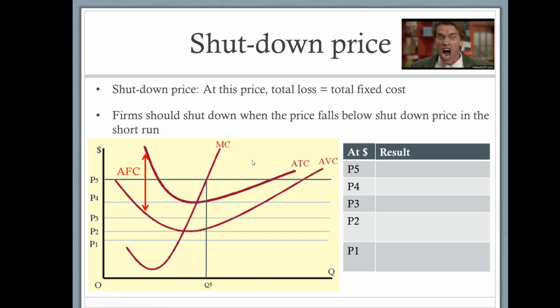So what about P4? If we have a price of P4, what will be the result? Take a look at this. First of all, once again, look at the profit maximization output, where MC is equal to MR. Normal profit. Ray, that is correct. How do we see there is a normal profit? Can you quickly explain it? You just have to use the same drill. Try to quickly explain this.